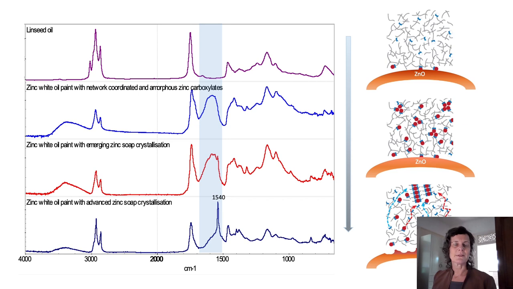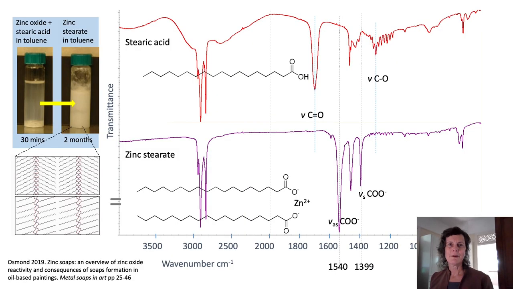Crystalline zinc carboxylate soaps, on the other hand, absorb sharply at 1540 wave numbers, as seen in the bottom spectrum at the end of the sequence. A very clear change in FTIR absorption accompanies formation of crystalline zinc soap from stearic acid. In the experiment shown, zinc oxide and stearic acid powder were mixed into a vial of toluene. The stearic acid spectrum is shown here in red.